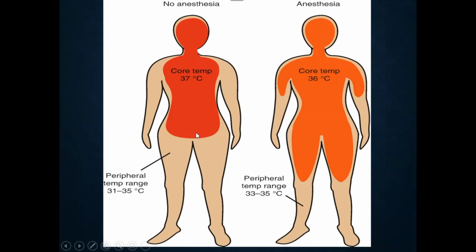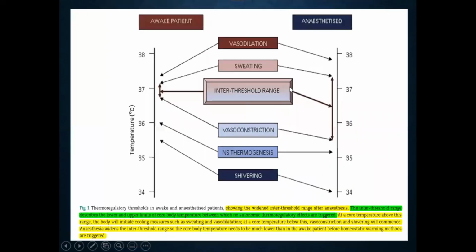In a non-anesthetized patient, the core will always be kept warm. But in an anesthetized patient, when the peripheries are vasodilated, your core temperature will be lost to the periphery. That's why your core temperature will come down, because your periphery is always lower than your core. You see the core temperature drop, so this is important in anesthesia.